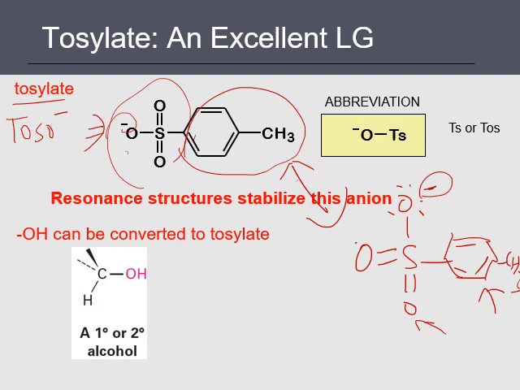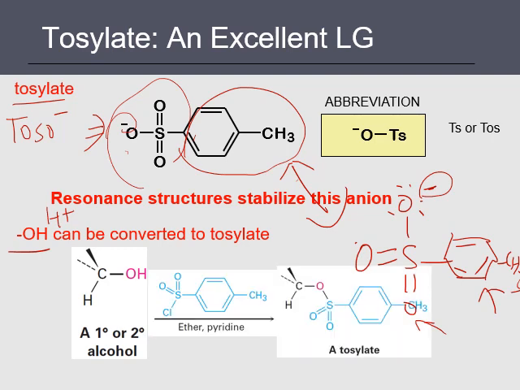In the last slide, we showed hydroxyl is a poor leaving group, but it can be converted into a good leaving group by adding a proton, forming water, a very good leaving group. Alternatively, it can also be converted to tosylate, so hydroxyl becomes tosylate. That's an excellent leaving group.